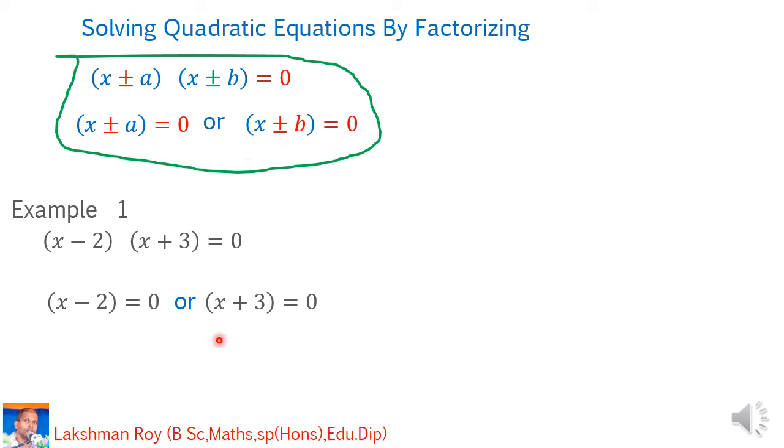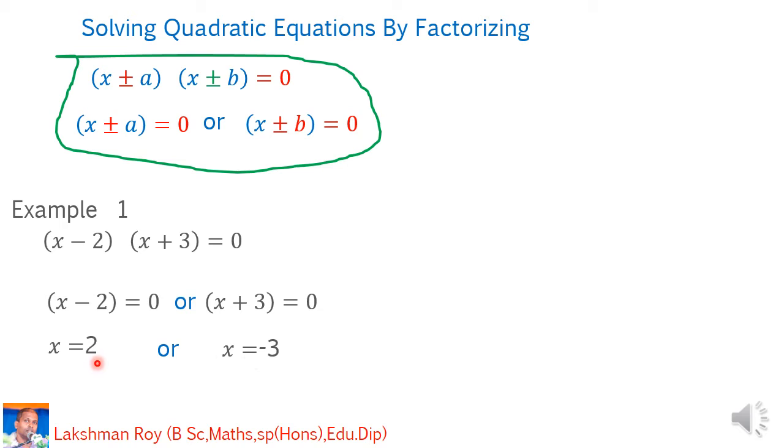Now you can get the solution. What is the solution? x minus 2 equal to 0 means you can take this minus 2 and add it to both sides, then on the right side x is equal to 2, right? What is the other solution? x plus 3 equal to 0 means you can subtract 3, then you get negative 3, right? So these are the two solutions. A quadratic equation has two solutions.